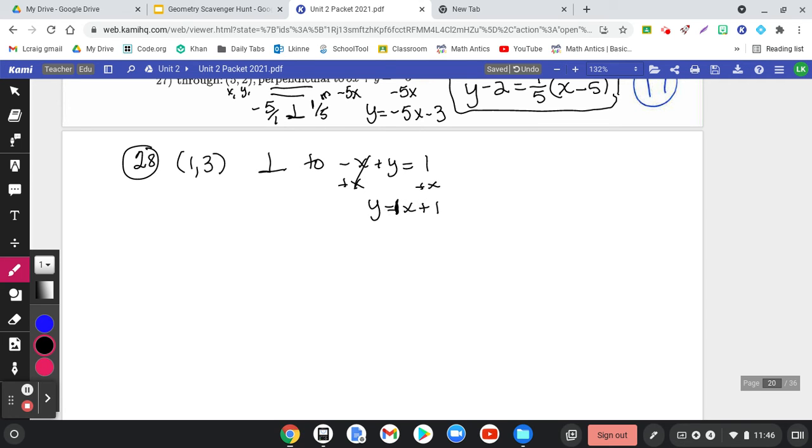Our slope is 1. So if it's perpendicular to that, 1 over 1 becomes negative 1 over 1. So when we go to type it in or plug it in, y minus the y value in your point, 3, equals negative 1, your slope, times x minus the x value in your point.